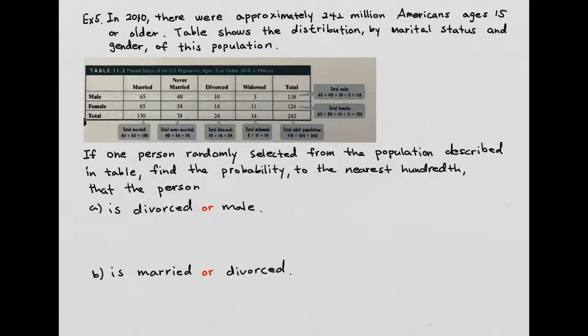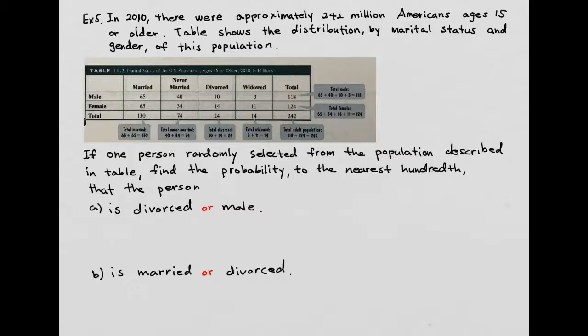Okay, this is example 5. We've seen it before from the other sections, which is marital status. This time we wanted to find divorce or male. So when you're looking at divorce right here, we have one with the male and one with the female, and we have the divorce total right there, and we have the total of male right here.